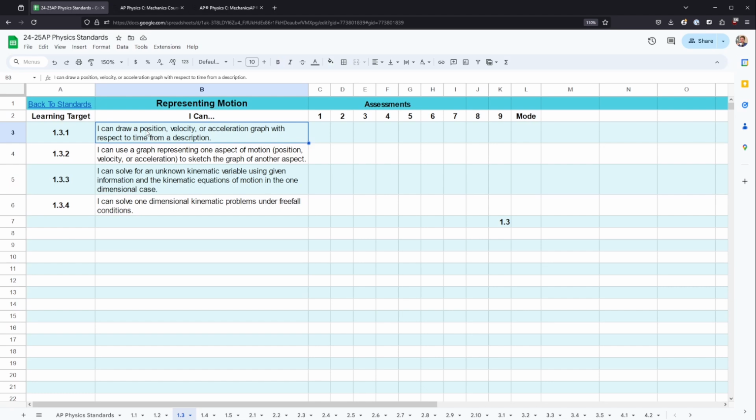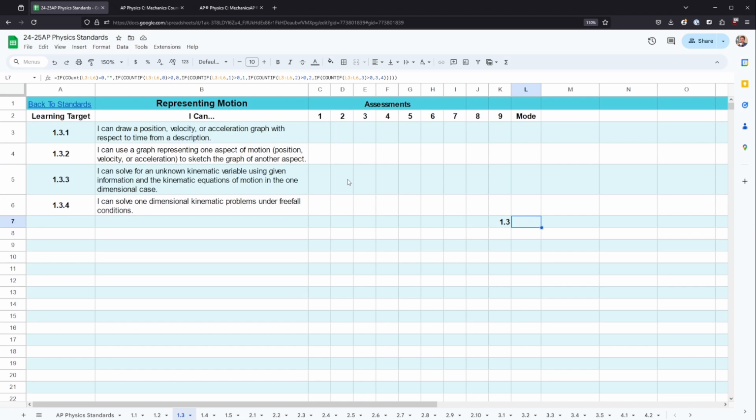So like, for example, the very first one is "I can draw a position, velocity, or acceleration graph with respect to time from a description." The idea behind that would be you're told a situation and you can draw or graph or sketch the motion that's going on, whether it's velocity, position, or acceleration. And then I have some other ones as well, such as "I can solve for an unknown kinematic variable using given information and the kinematic equations of motion in the one-dimensional case." This is me taking the larger topic of representing motion for kinematics in one dimension and breaking it into a set of smaller skills that you need to prove. If you can prove that you understand these, then you definitely understand the entire thing.